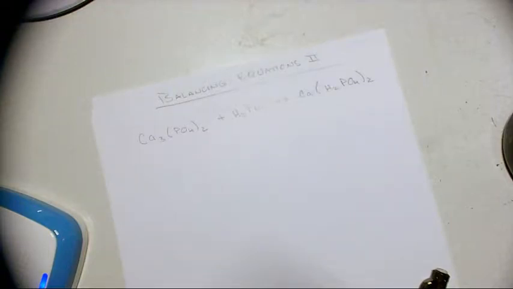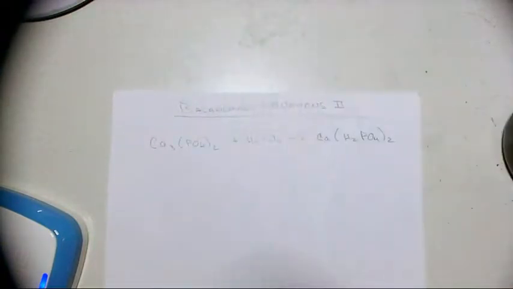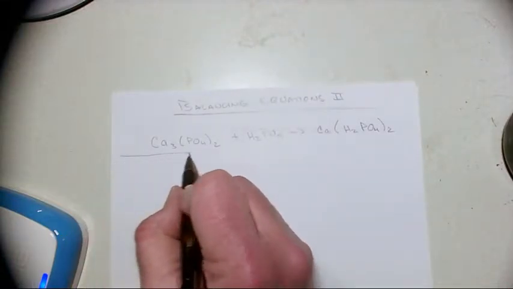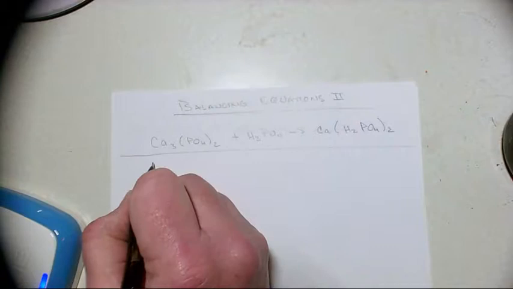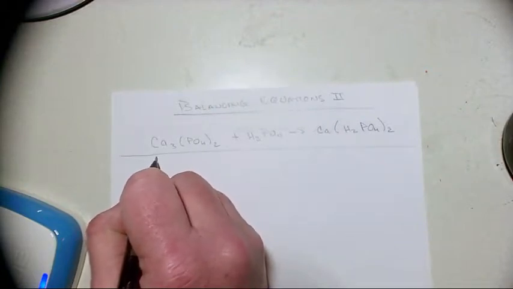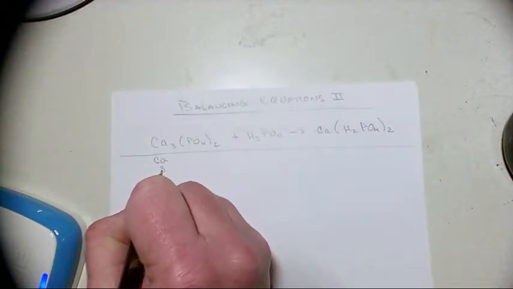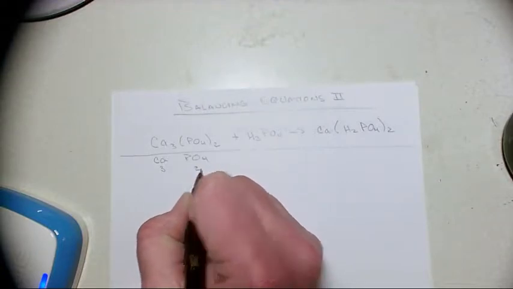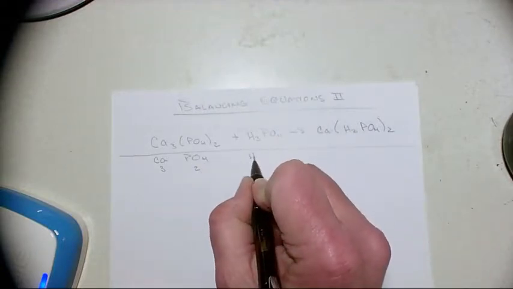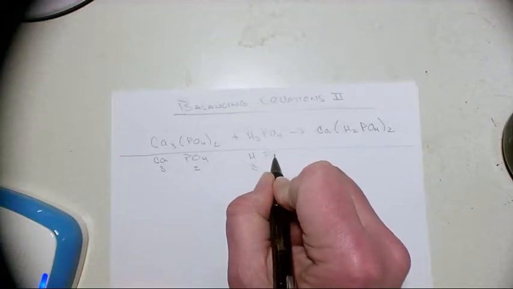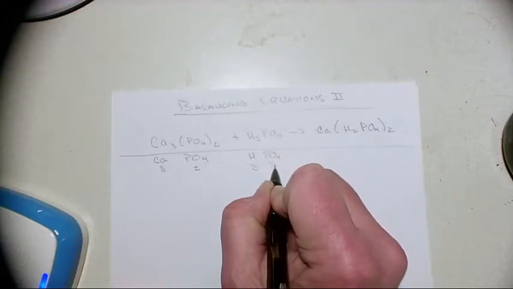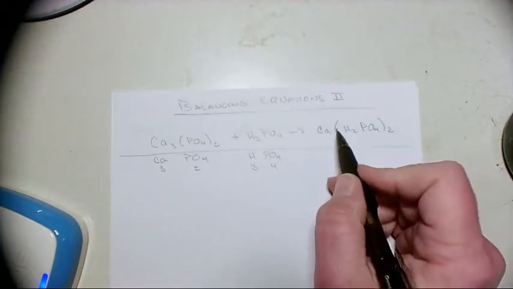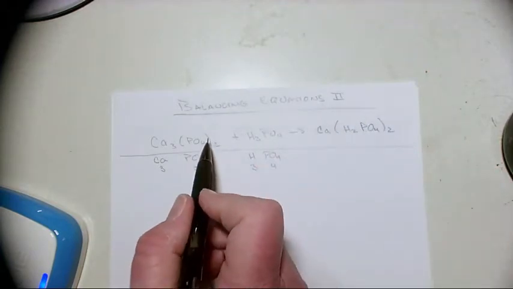Okay, so let's do one more practice, and then we'll move on to the next topic. So what I'm going to do, get this a little neater, say I have three of these, PO4, two of those. Hydrogen, I have 3, PO4, I have 4. Over here, so this, oh yeah, I should talk that through.